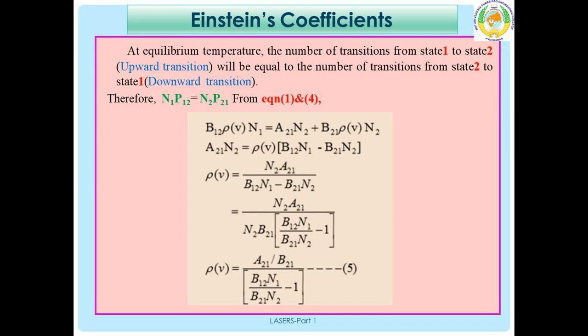So here what I am doing is N2 A21 by, I will take out N2 B21 outside, then it would be N2 B21 into B12 N1 by B21 N2 minus 1 in the denominator. So this finally gives me what? Rho nu is equal to A21 by B21. I am taking the B21 in the denominator to the numerator and N2 is getting cancelled. So we get rho nu is equal to A21 by B21 whole by B12 N1 by B21 N2 minus 1. Let us say this equation as 5.